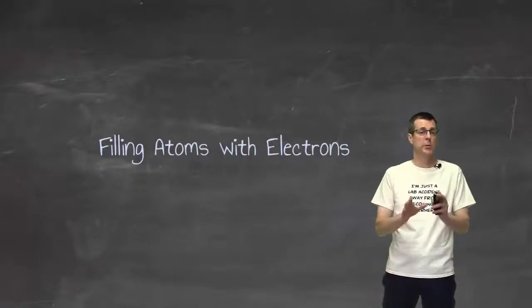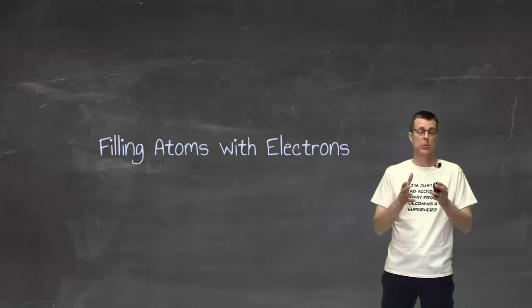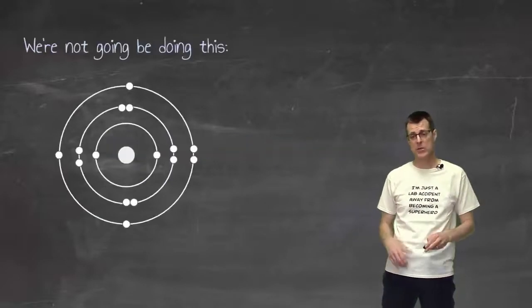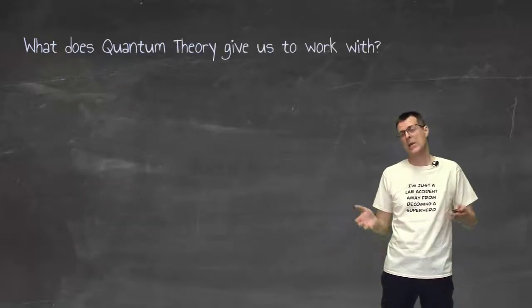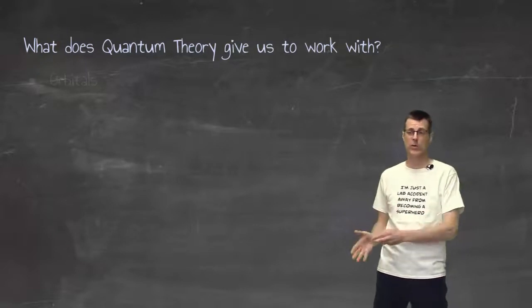We need a way of putting electrons into atoms and representing that, because we need to do that in order to understand bonding and some atomic properties as well. So this is what we used to do before, but that model of the atom has been replaced, so we can't use that anymore. So we need to figure out how to do that with quantum theory.